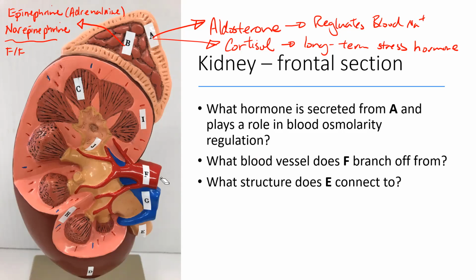What blood vessels does F branch off from? That is the renal, the abdominal aorta. And the ureter will connect to urinary bladder. Okay.